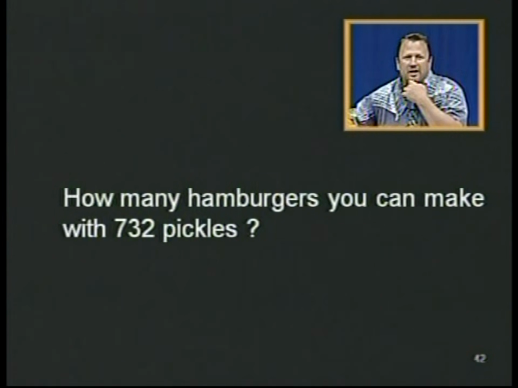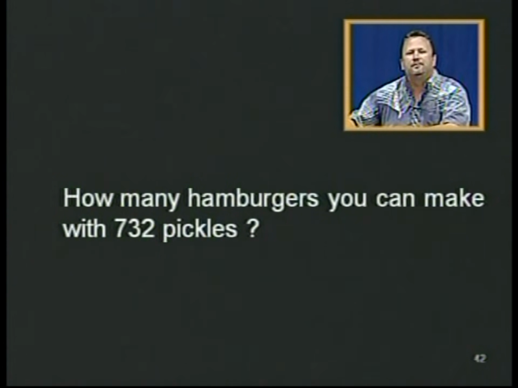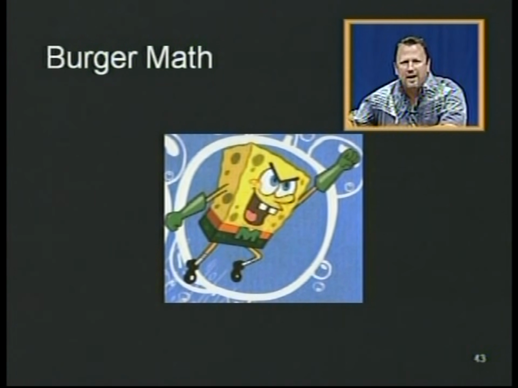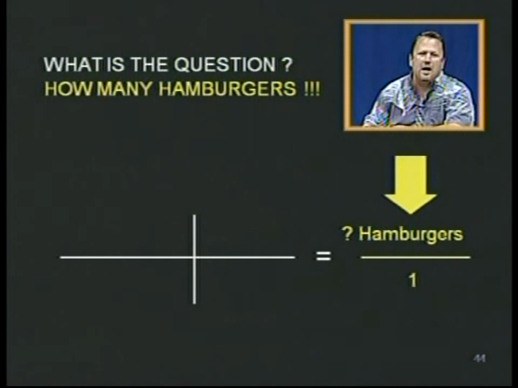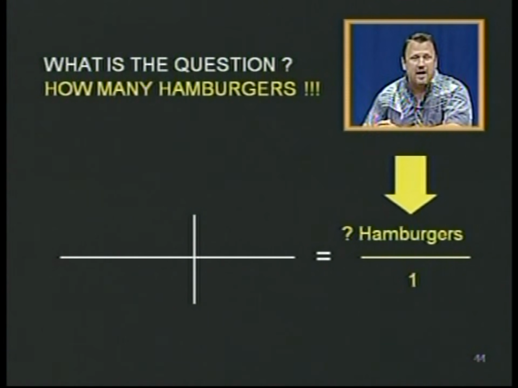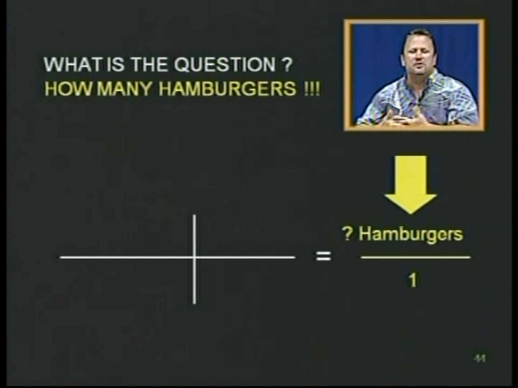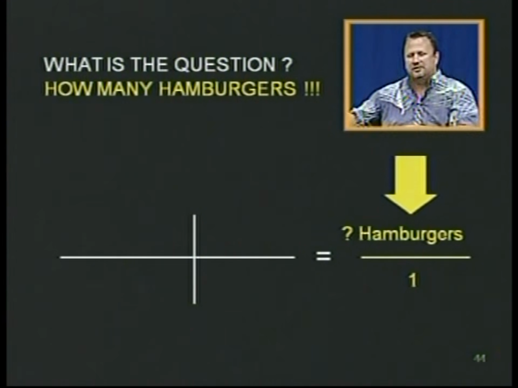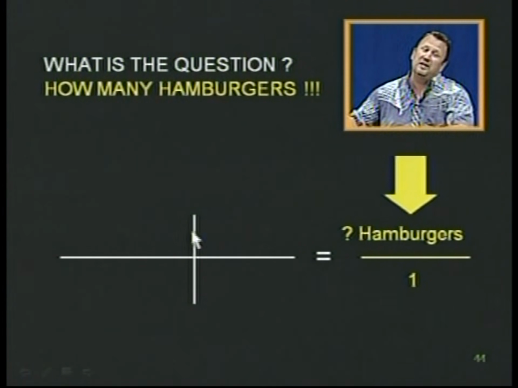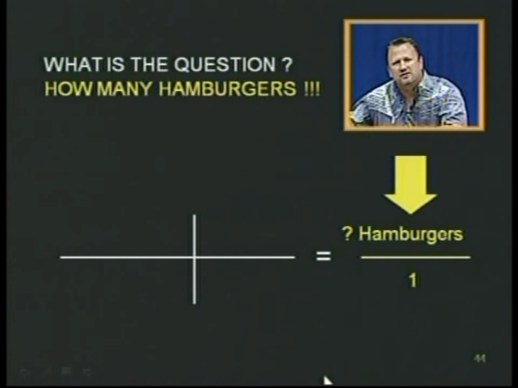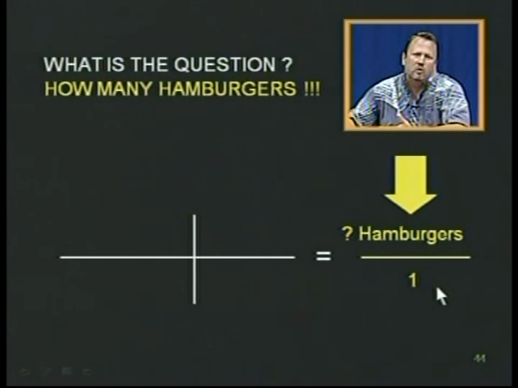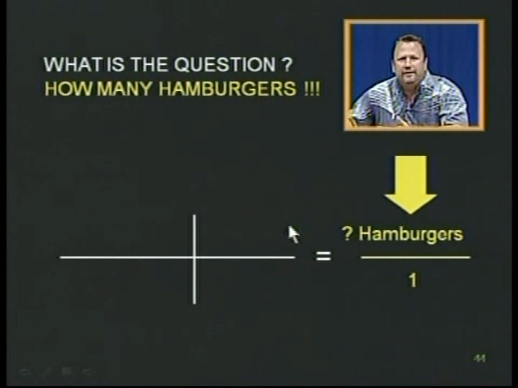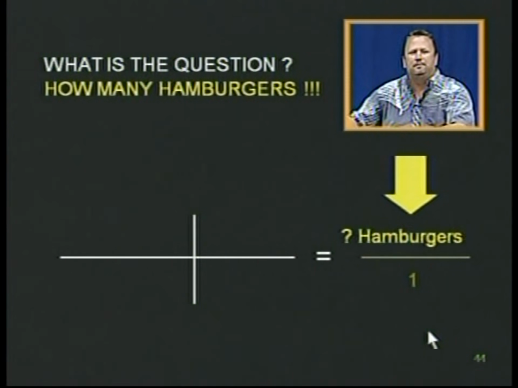So how many hamburgers can you make with 732 pickles? Well, we'll use burger math to figure this out. Well, the question is how many hamburgers, and since the question is how many hamburgers, the answer is how many hamburgers, and since the answer is how many hamburgers, hamburgers is in the numerator. Because hamburgers is in the numerator, hamburgers is going to need to be in the numerator when we set this equation up. Because the answer being hamburgers is the same thing as hamburgers over 1. Dividing anything by 1 is still itself a complete waste of time.